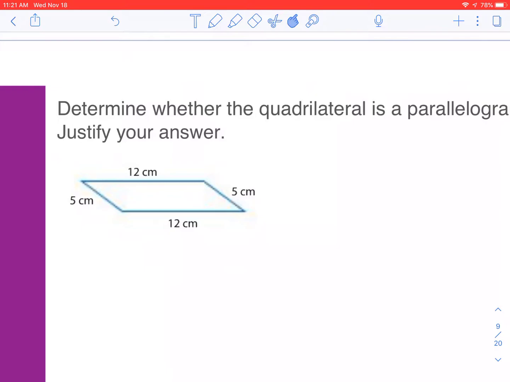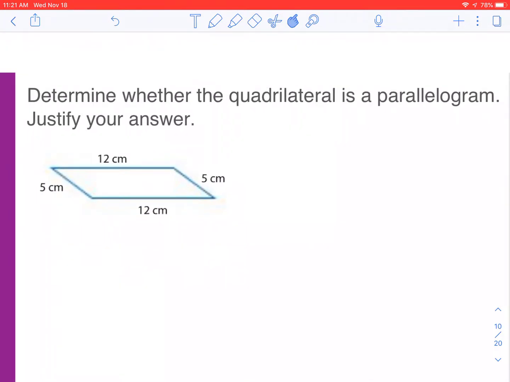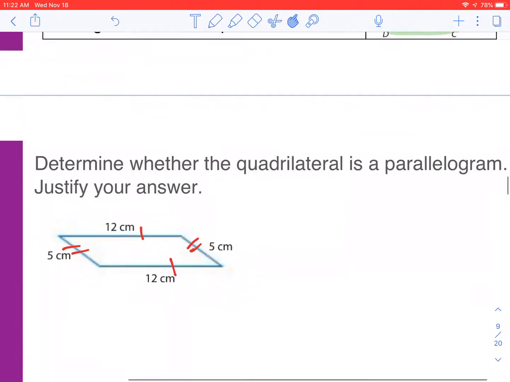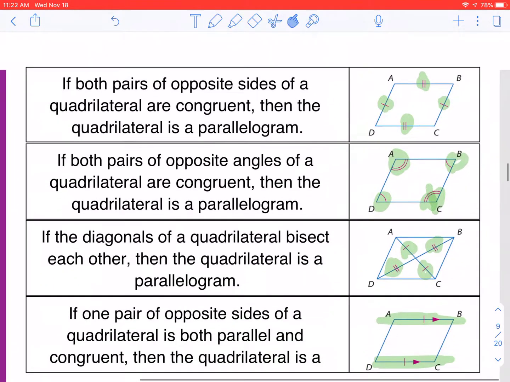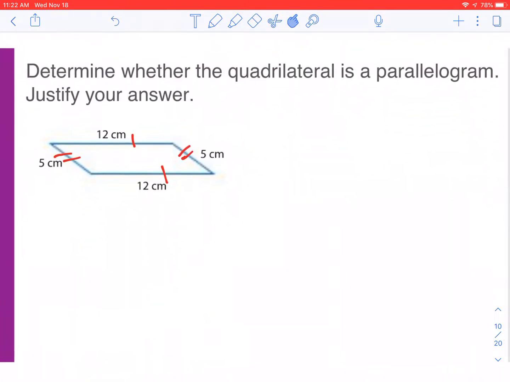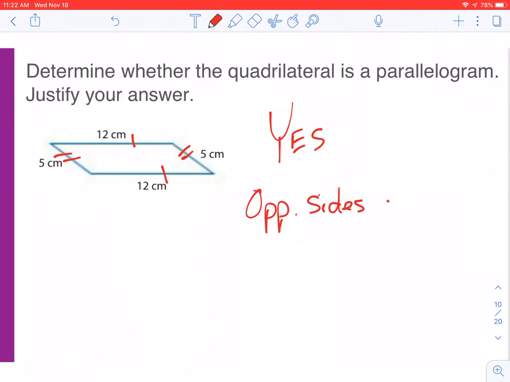Okay, so we're going to see if this is a parallelogram or not. What I'm going to do is mark my picture with what I know. I know that these are congruent, and I know that these are congruent. Do opposite sides of a parallelogram congruent? Let's go back and check. If both pairs of opposite sides of a quadrilateral are congruent, then it's a parallelogram. Yep. So we're going to say yes. Opposite sides congruent.